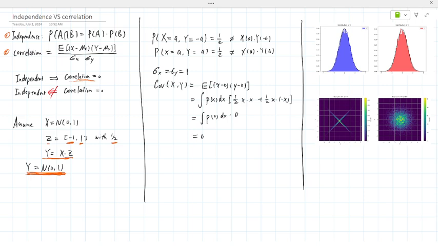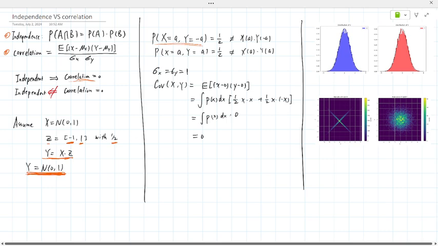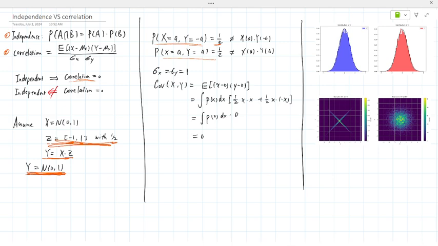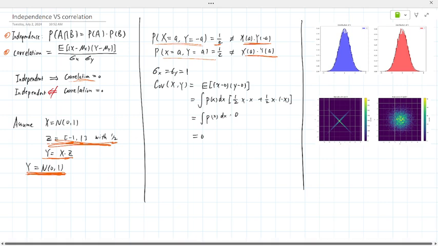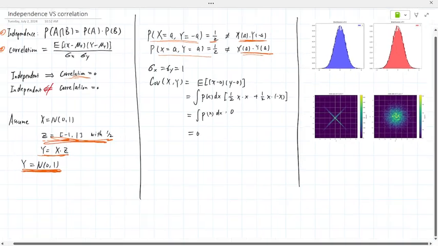You can calculate, say, the probability of x equal to a and y equal to -a. The chance is 0.5 because of z. Same for the other case, because z is either -1 or 1. This is usually not equal to the product of the marginals. Thus, this example is dependent.